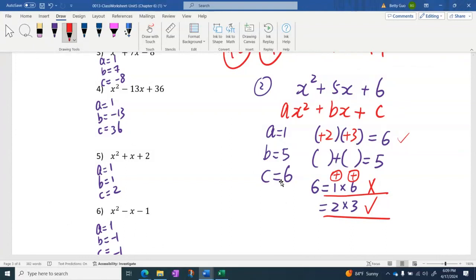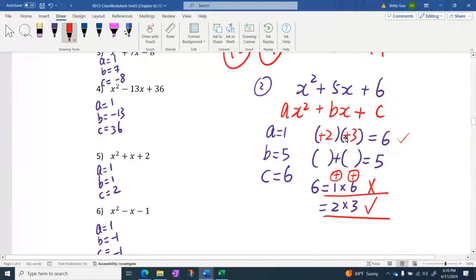Then we know the shortcut method applies. Once we know the shortcut method applies, we go ahead to find two integers that multiply to 6 and add up to 5. Multiply to c, add up to b. That's something, again, you need to memorize. We find the integers whose product equals c, whose sum equals b. In this case, c is 6, b is 5.